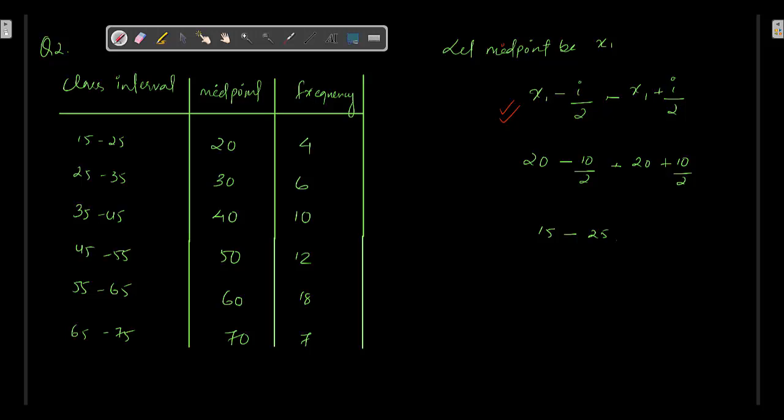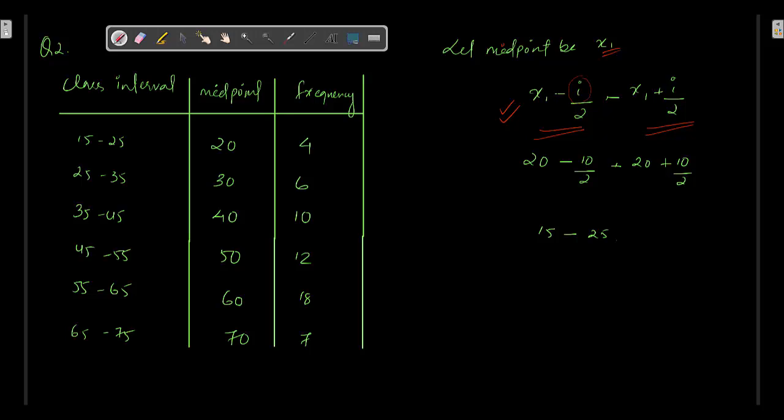So let's write like this. Let midpoint be x1. So this is your x1. This is the formula that you see. This one is for the lower limit. This one is for the upper limit. Here i is referring to the difference or the class size.